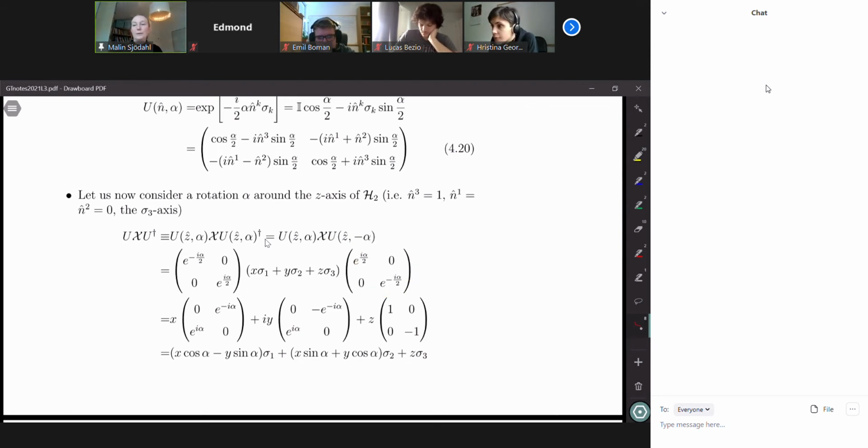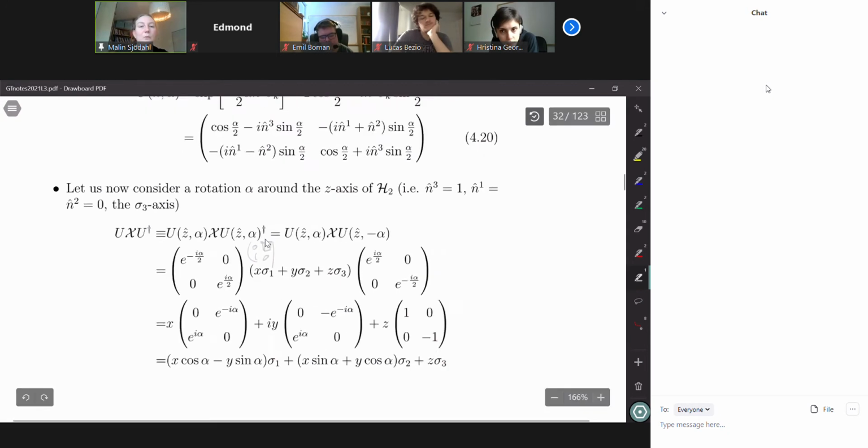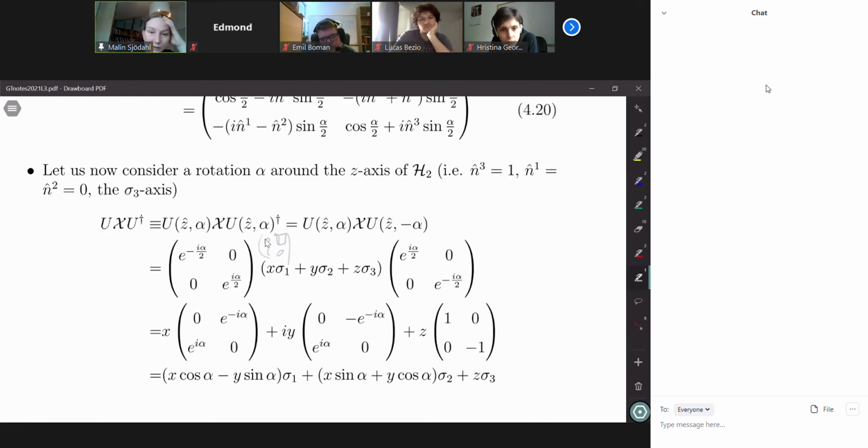So let's see what happens here. So our sigma 1 is 0, 1, 1, 0. So this one element here will be multiplied by this component here. So we'll pick up a phase minus i alpha over 2. And then it will be multiplied with this component here. So it will be another minus i alpha over 2. So in total, we get this. It's a minus i alpha, no, over 2.